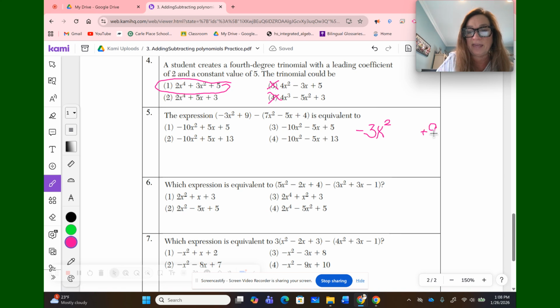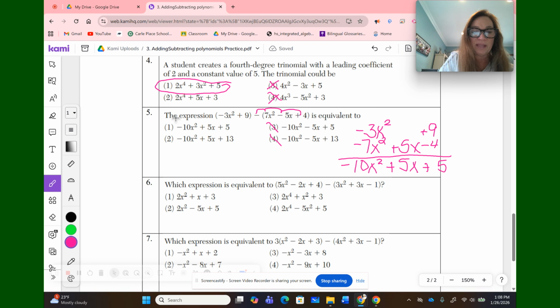I'm going to leave a gap between the x squared and the constant so that I can put the x there. You're going to distribute the negative sign. So that's going to become a negative 7x squared. That's going to become a positive 5x, and that's going to become a negative 4. So that's going to give me negative 10x squared, which they all have. But that's going to give me a plus 5x, which eliminates choices 3 and 4. And then 9 minus 4 is 5. Again, you can check that on your calculator.